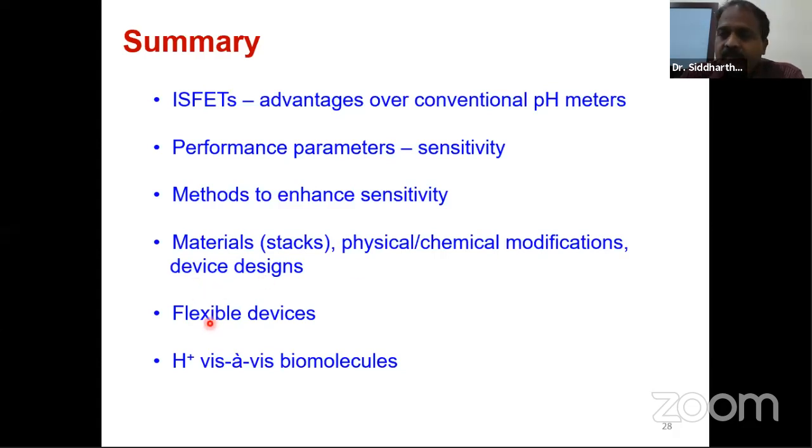And then we looked at rigid devices, and also at flexible devices. And the important thing we showed here was the relationship between simple molecules, simple entities like a hydrogen ion, and complex charged biomolecules.